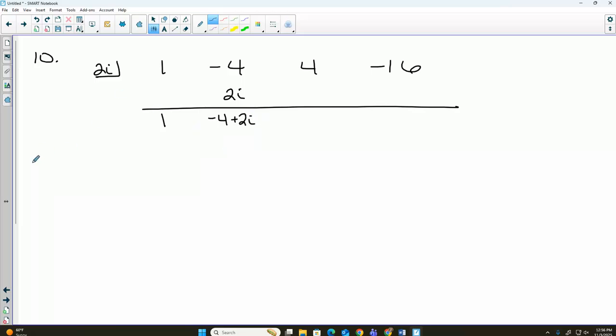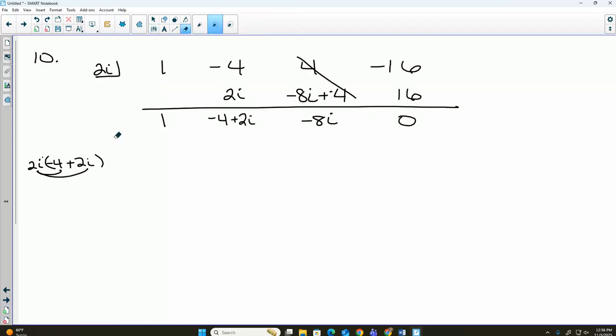Now you multiply. So you're taking 2i times negative 4 plus 2i. So 2i times negative 4 is negative 8i. 2i times 2i becomes 4i squared, which is negative 4. So those cancel and we get negative 8i. Negative 8i times 2i is negative 16i squared, which is positive 16. Do you guys understand how I got that?